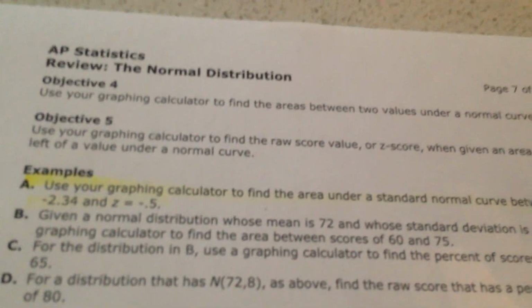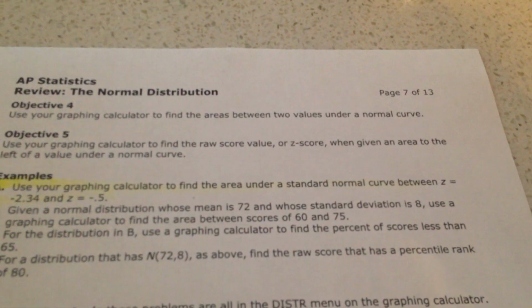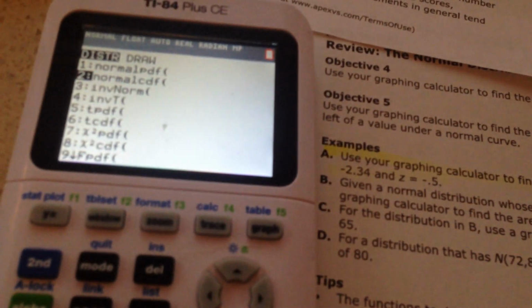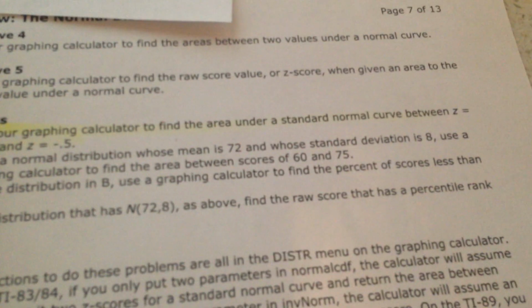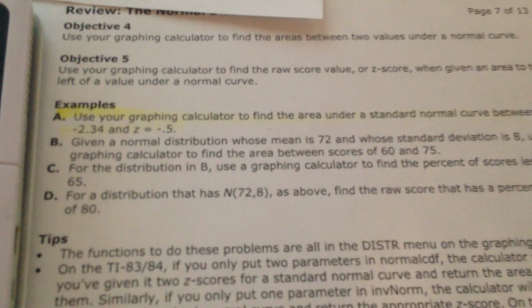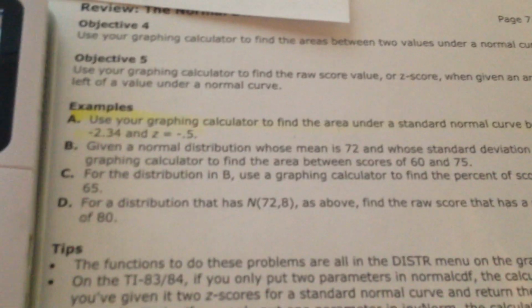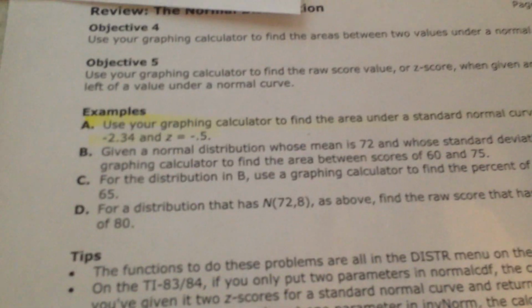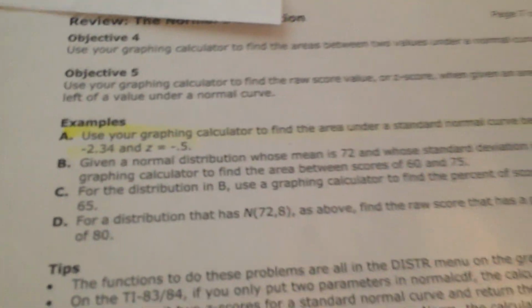And then lastly, use your graphing calculator to find the area under the standard normal curve, z between negative 2.34 and negative .5. So I know you go to normal CDF. Let's see if I can remember how to get there. Yep, normal CDF. And then you plug in the two numbers, negative 2.34 and negative 0.5. And then you do the mean and standard deviation, but if there's not one, it's just 0 and 1. So that would make it 0.989.